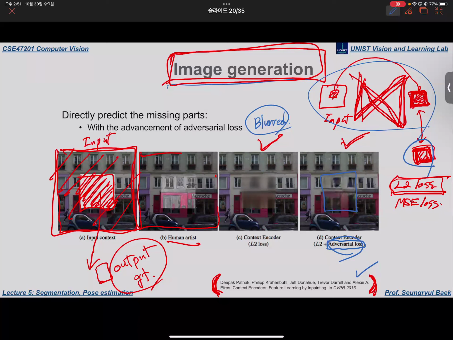But to be frank, this is a somewhat interesting loss. Nowadays we have more advanced losses compared to this adversarial loss. So for recent research, we are not using that.